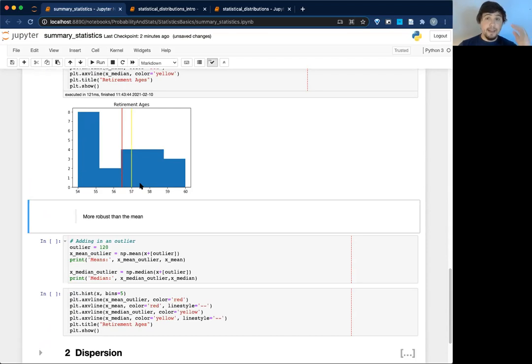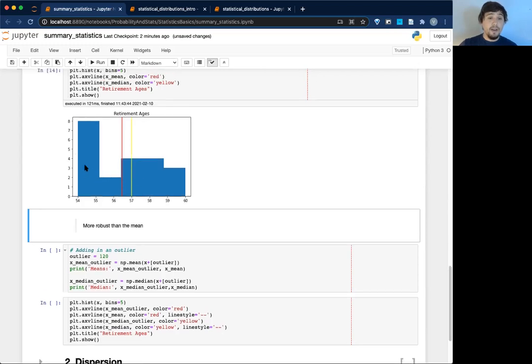If you have something that's more evenly distributed, which we'll talk about more in the normal distribution, you'd expect the mean and median to be closer together. The more extreme these values are over here, the more that mean is going to be pulled in that direction.